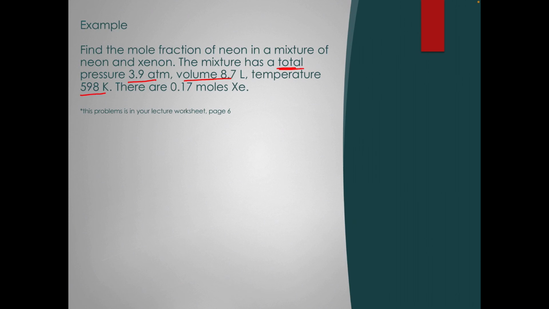And once we find the total number of moles, right, our moles will be equal to our moles of neon plus our moles of xenon. And so then we can go ahead and solve for how many of those moles are neon. So we will use our overall information, right? We have PV equals nRT, and we're trying to solve for our number of moles, so I'm going to divide both sides by RT.